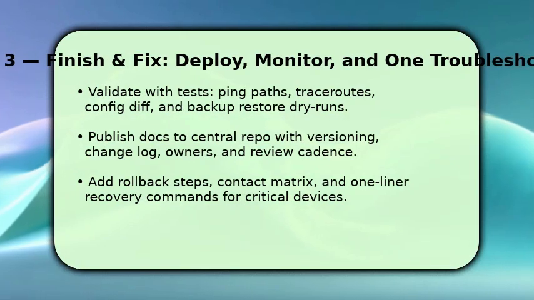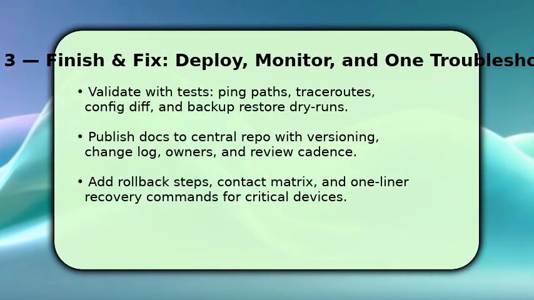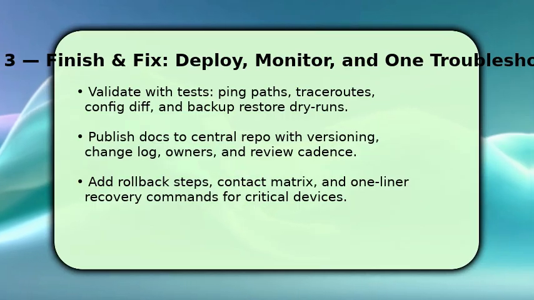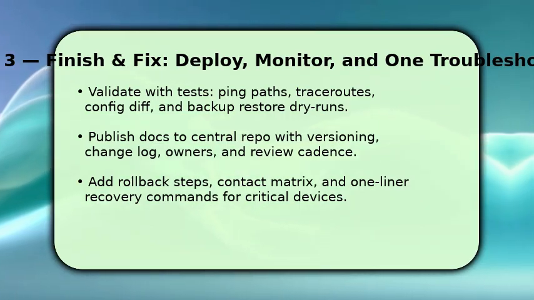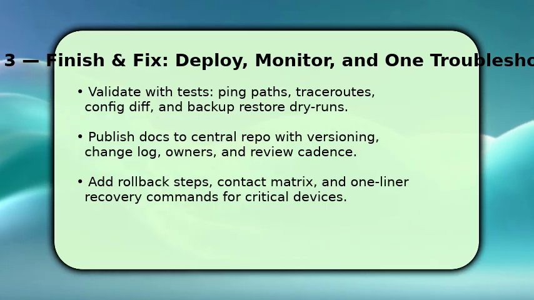You finish by validating and publishing. Run ping and traceroute tests, perform config diffs, and do a backup restore dry run so documentation matches reality. Then publish everything into a central repo with versioning, change logs, and clear owners so changes are tracked. Finally, add rollback steps and a contact matrix for incidents.